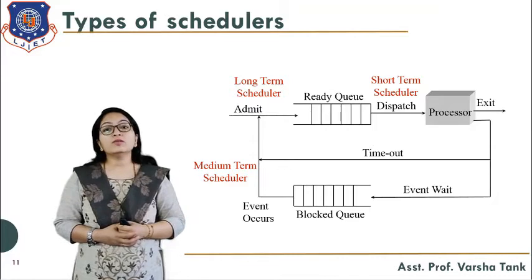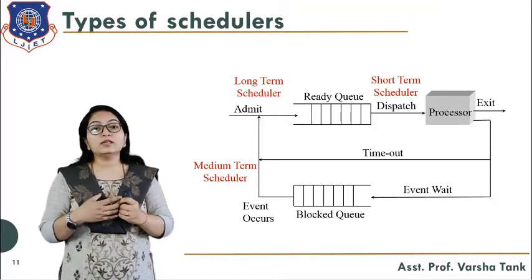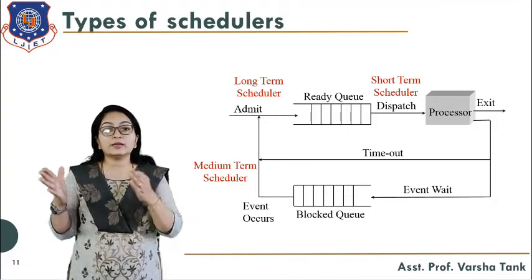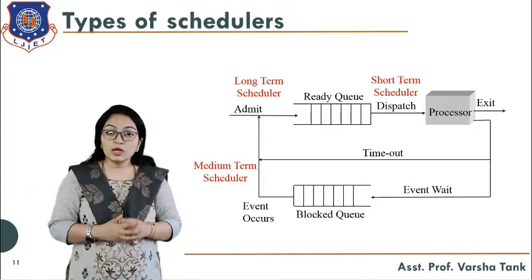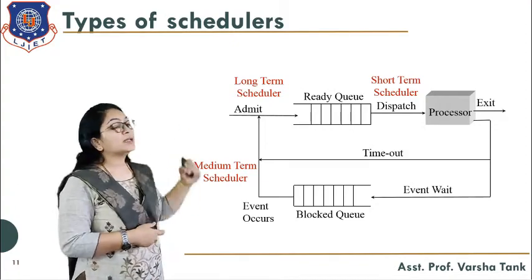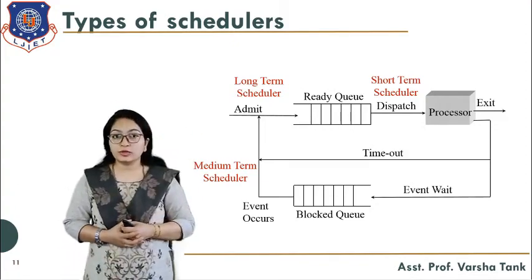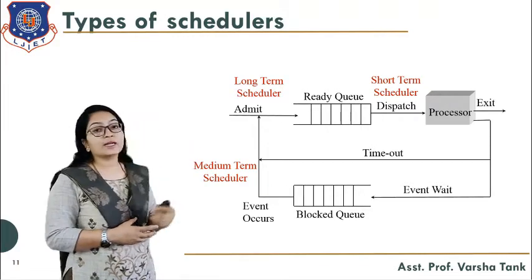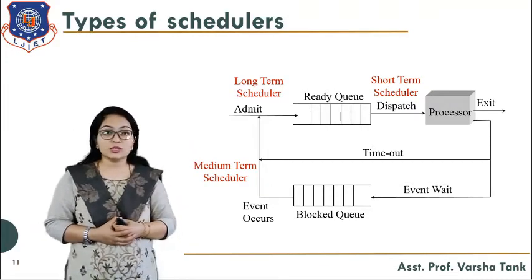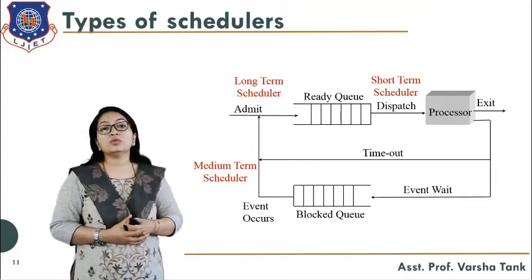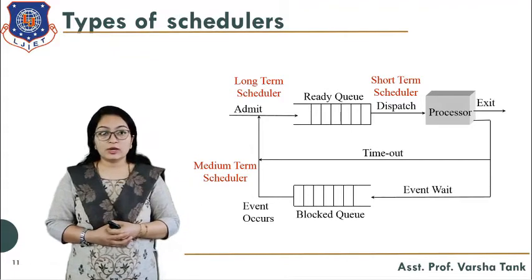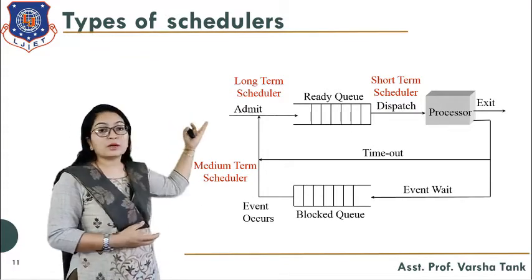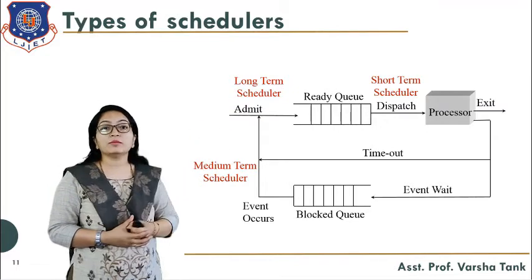So the long term scheduler is used when we have to select a process from the job queue to the ready queue. At that time there is a use of the long term scheduler. When the process will be selected from the ready queue for the execution, at that time there will be the use of the short term scheduler. Okay, and after the process completes the execution, it will exit from the CPU.